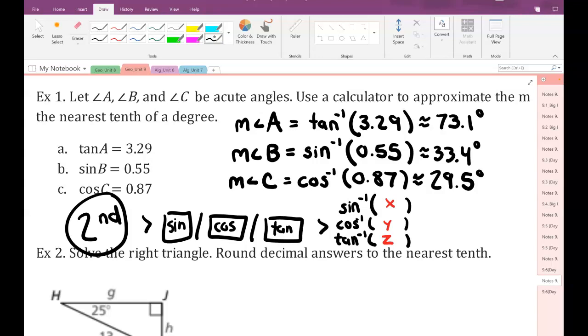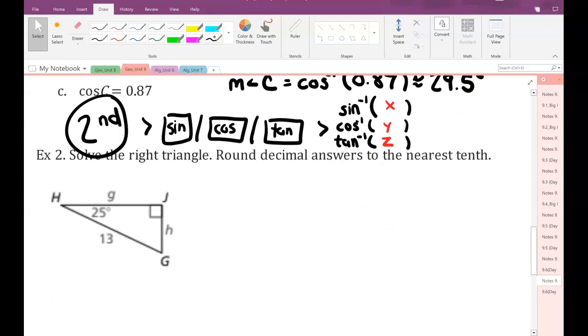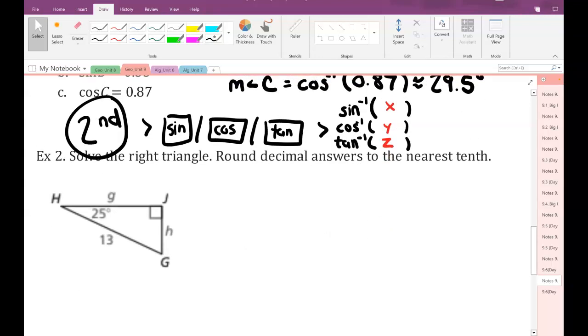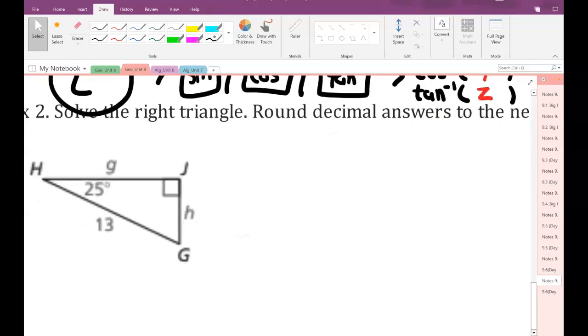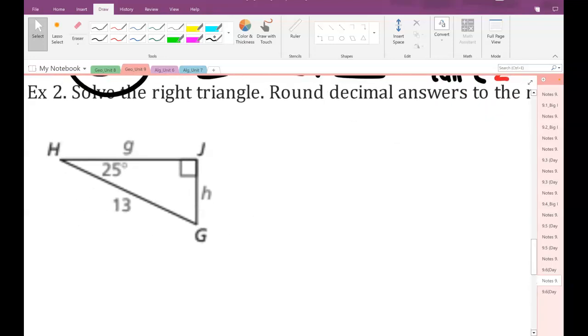Example number 2 is where we're going to apply these things. On Friday, we said solving right triangles. That was the title of today's lesson. Solving a right triangle just means finding all the side lengths and all the angle measurements. So in this triangle, we have to find the 2 legs of our triangle, G and H, and we have to find the missing angle, which is G. So I'm going to find the missing angle first, the measurement of angle G.